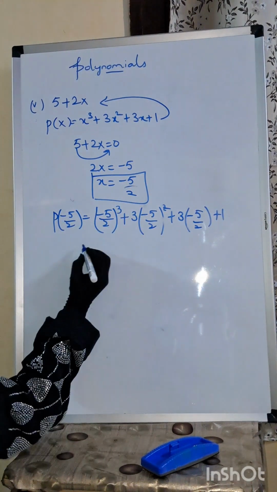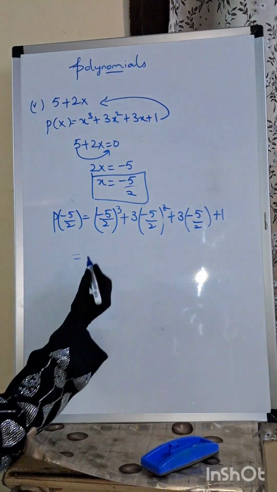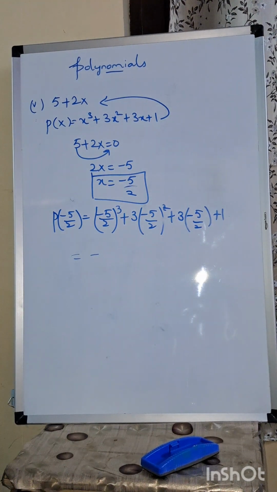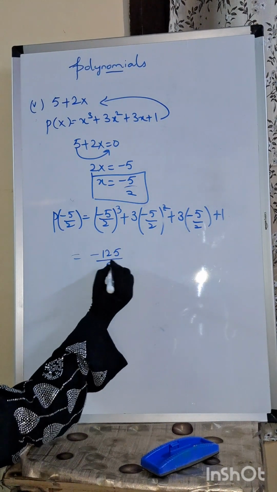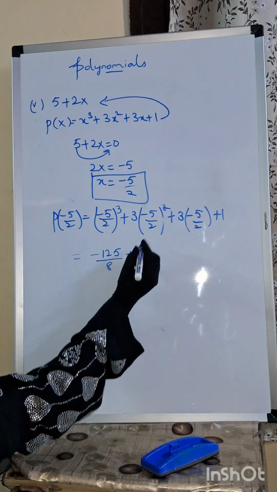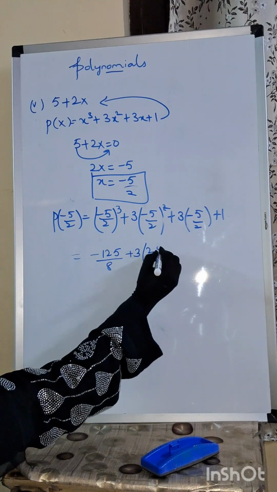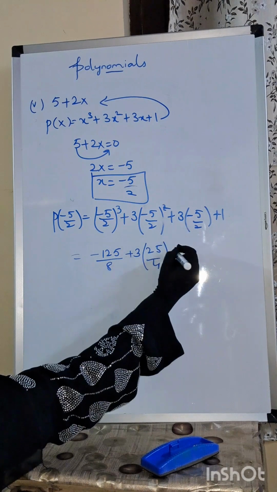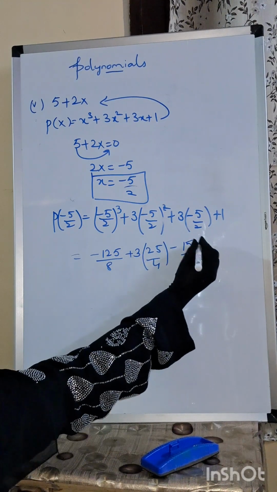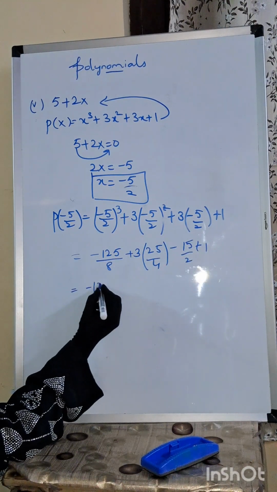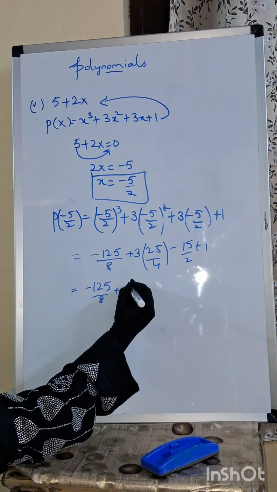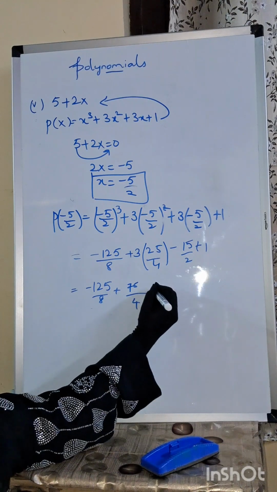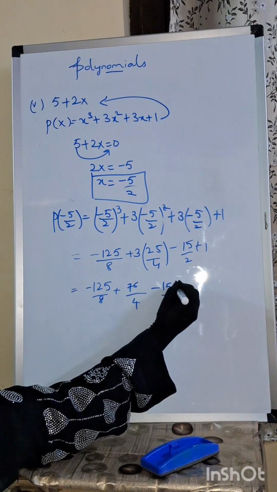Anyhow, minus into minus plus, plus into minus, minus. So minus 5 5s are 25, 25 5s are 125, right? So 125 divided by 2 2s are 4, 4 2s are 8. Minus into minus plus. Anyhow, 5 5s are 25 by 4. Plus into minus, minus 5 3s are 15, 15 by 2 plus 1. So here minus 125 by 8 plus 25 3s are 75 by 4 minus 15 by 2 plus 1.